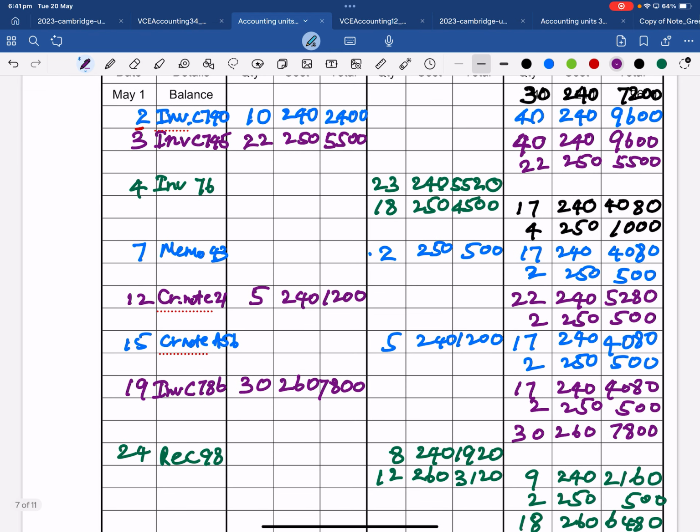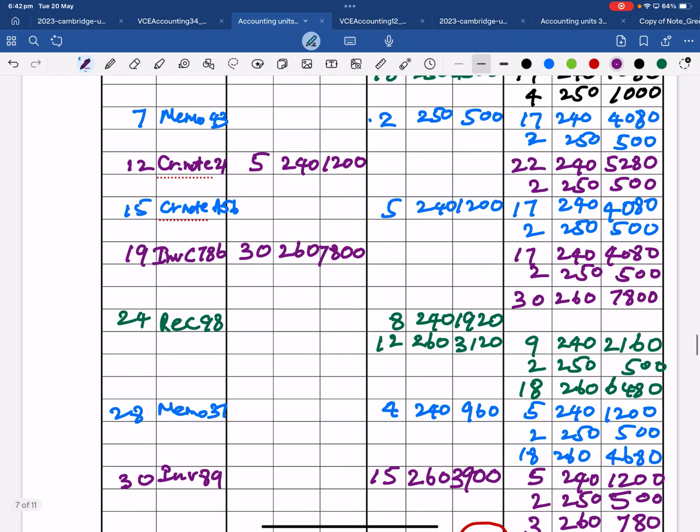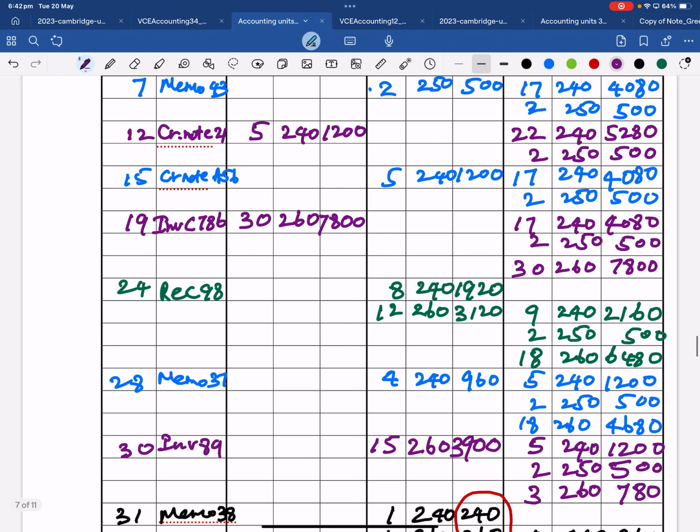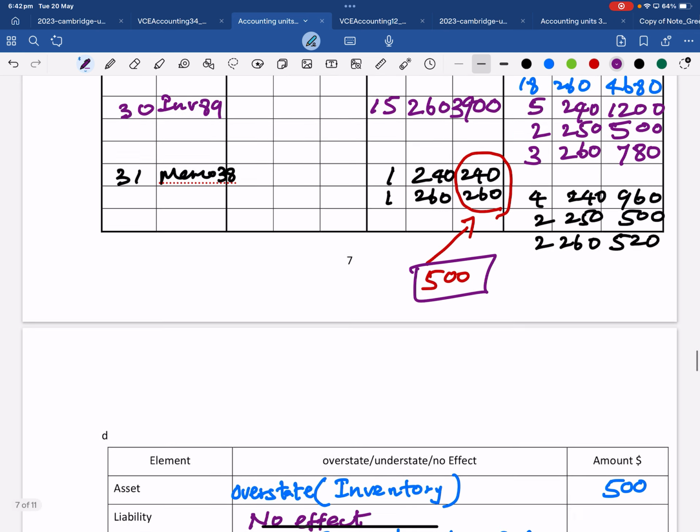The 19th. Are we picking the 19th? Yes, Krishan? No, why not? It's in the in column. So in column we don't pick. Okay, next, what is the next one? 24th. Yes, how much? 1920 plus 3120.